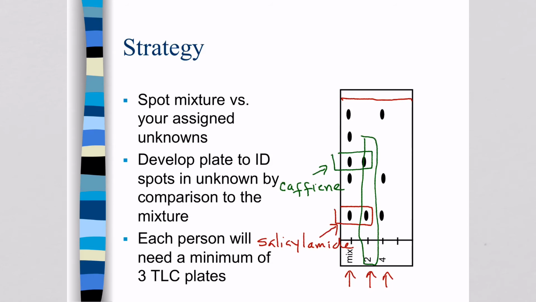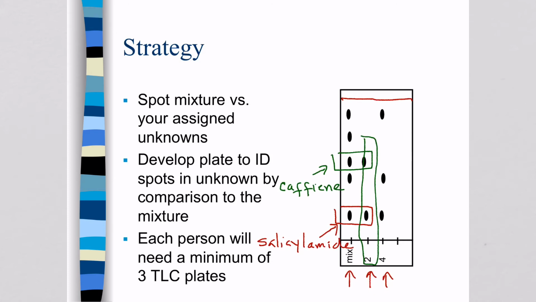Now, one of the things I want to point out is that all the spots I've drawn on these plates, the data here is all made up and not representative of the RF values you're going to see of these compounds in reality. I just made it up to illustrate it. Also, there is no unknown that contains only caffeine and salicylimide. Once again, I just made that up for illustrative purposes.